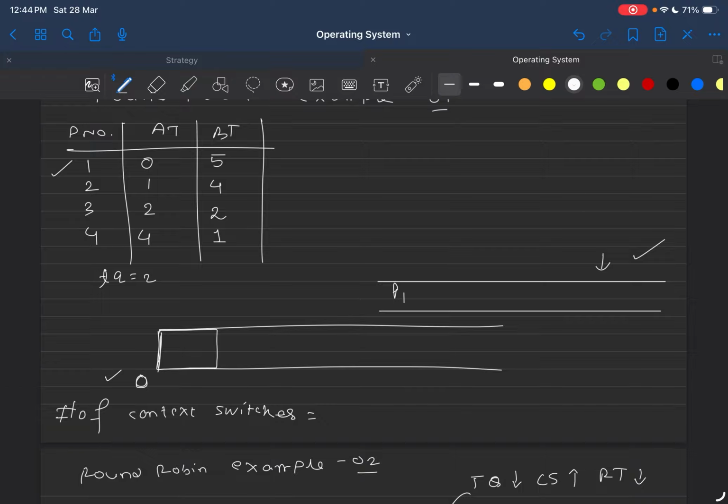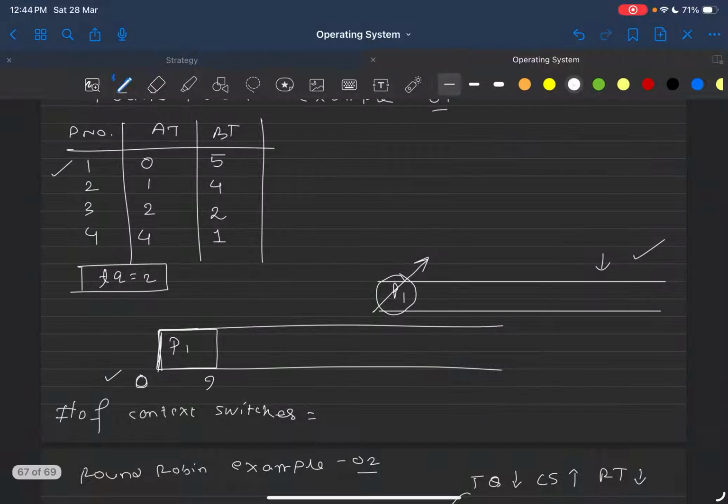Now come into the Gantt chart and schedule the first process that is standing in the queue, that is P1. Go ahead and schedule P1. The moment you are scheduling process P1, it is removed from the queue. For how much time will this P1 be running? For the time quantum value, that is 2 units. So 0 to 2 this P1 will be running, and this 5 will become 3, because 5 minus 2 is equal to 3.